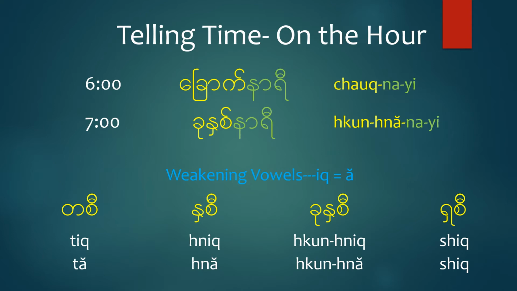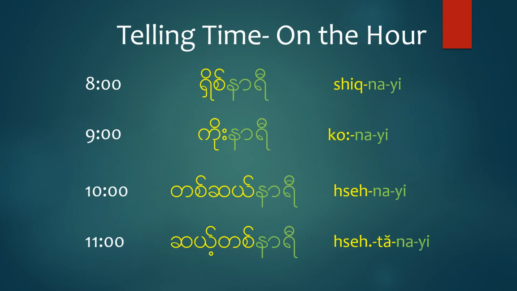we are going to change that it sound to an a sound. So dit would be changed to da. Nit would be changed to na. Kunhit would be changed to kuna. But there's an exception. The word for 8, shit, stays shit. And we'll see that as we go through our hours. So let's take a look at how we would say each hour of the day then.